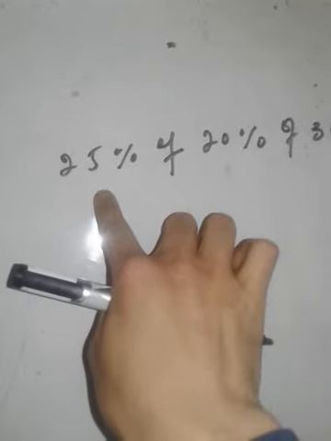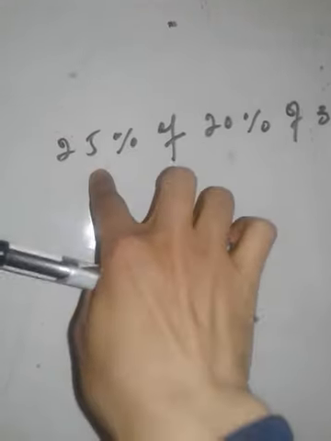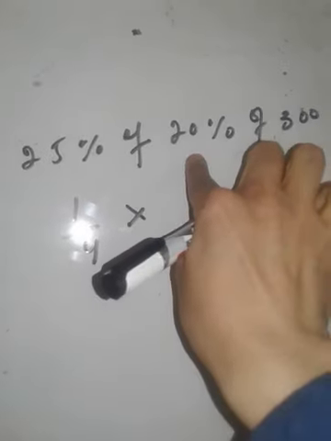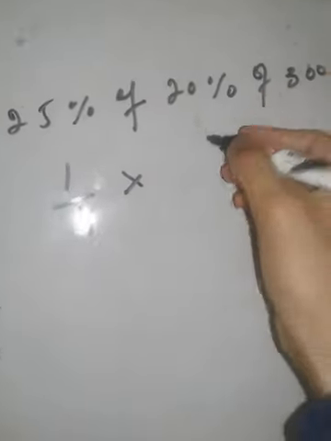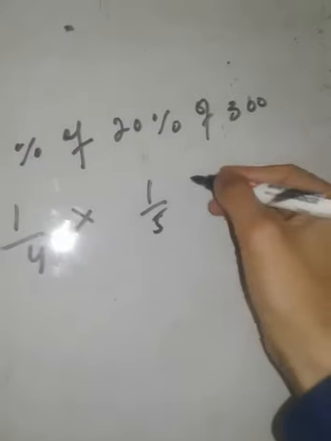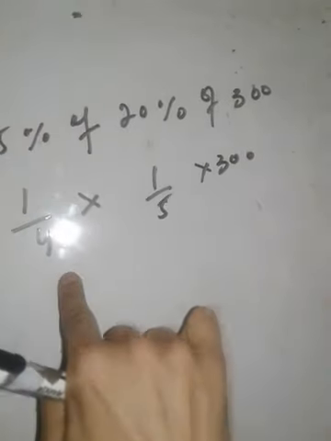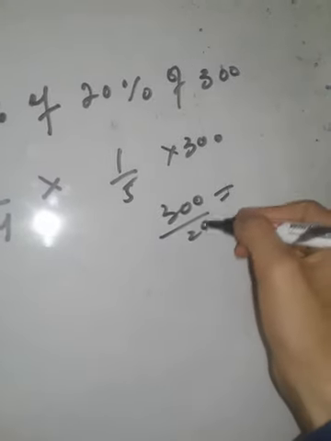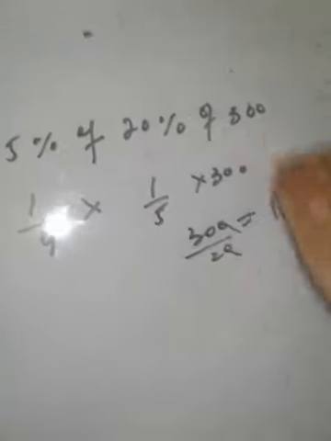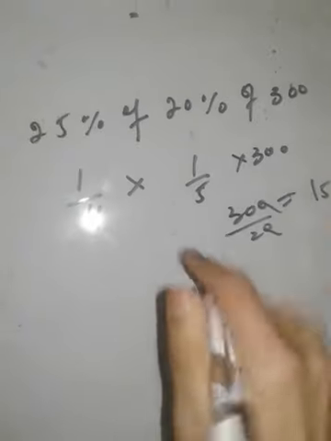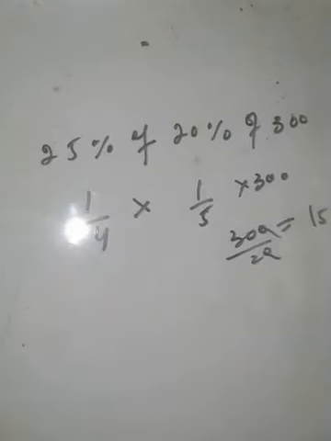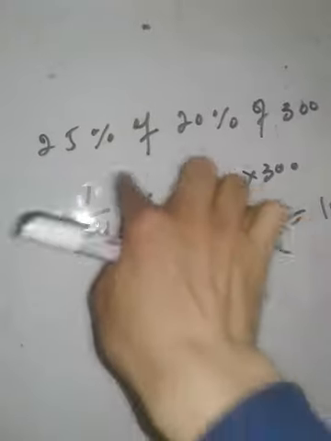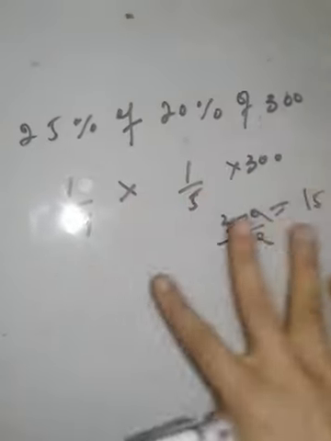25% represents what? 25% represents 1 by 4. You know it. What does 20% represent? It represents 1 by 5. So it is 300, very simple. It is 300 divided by 20. It will cancel out with 15. So the simple answer is 15. It becomes simple when you have the idea of this percentage table.